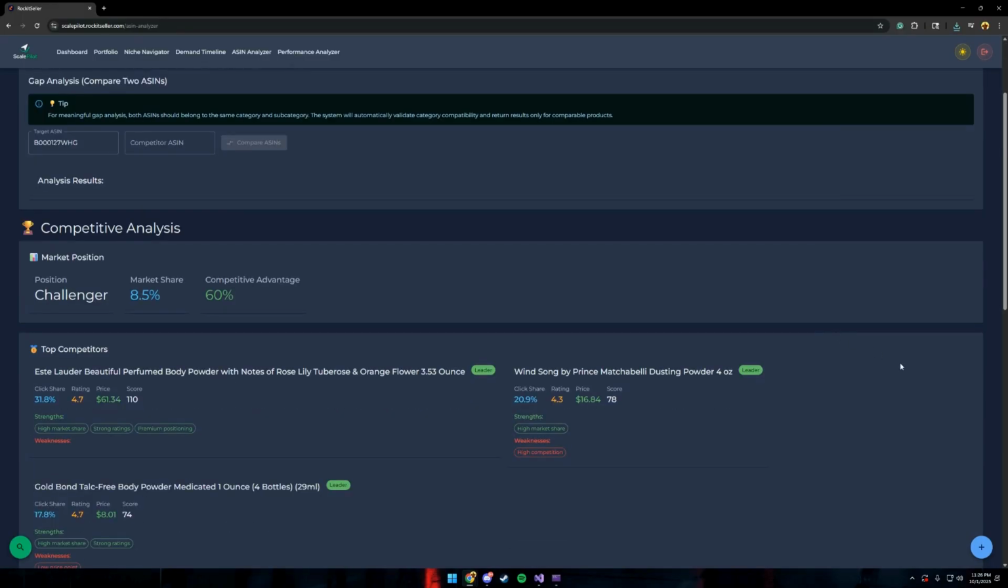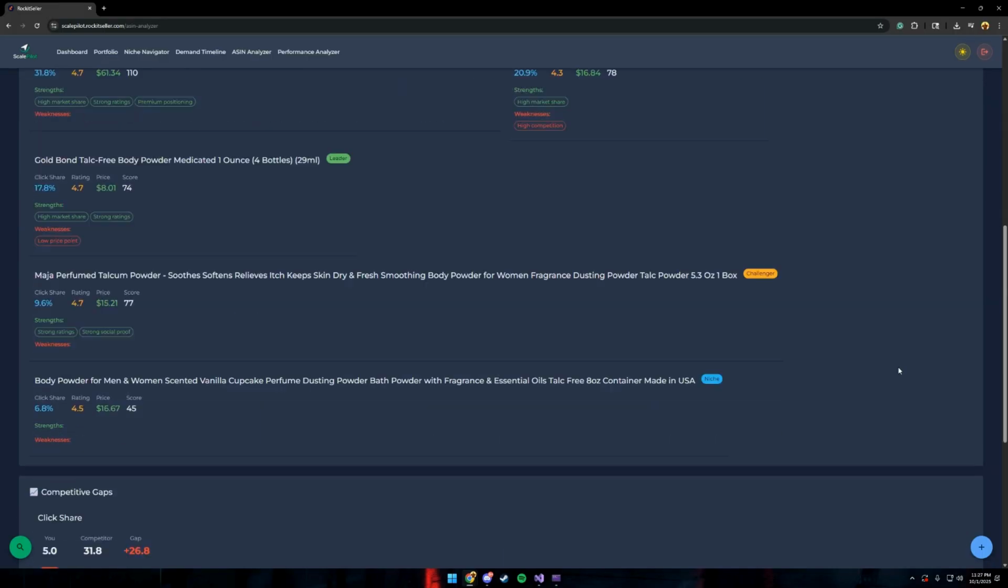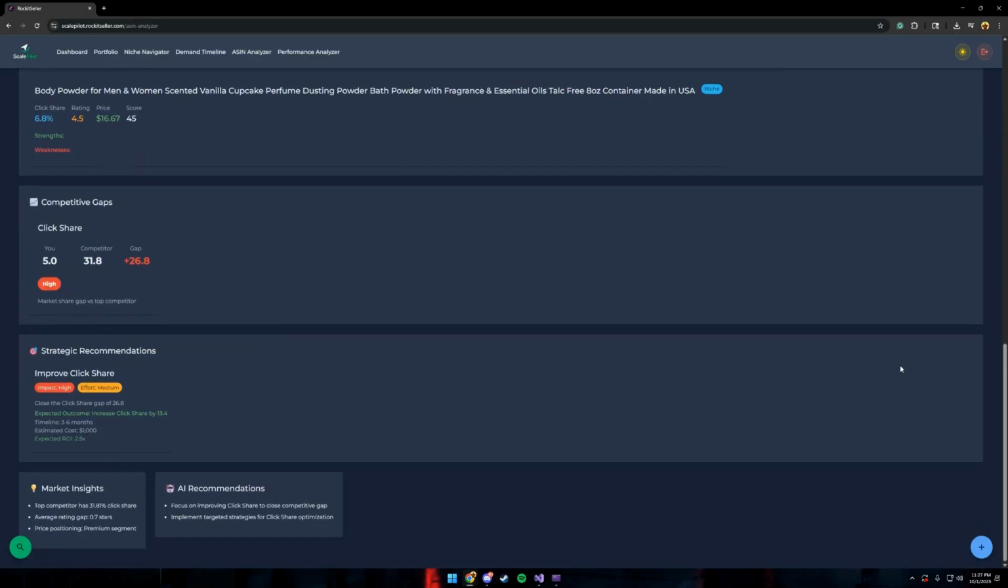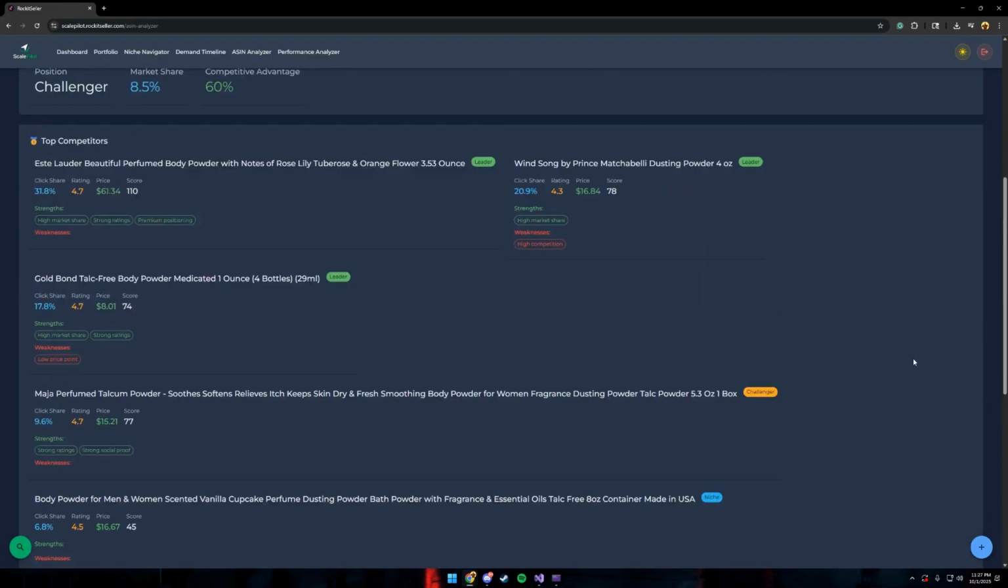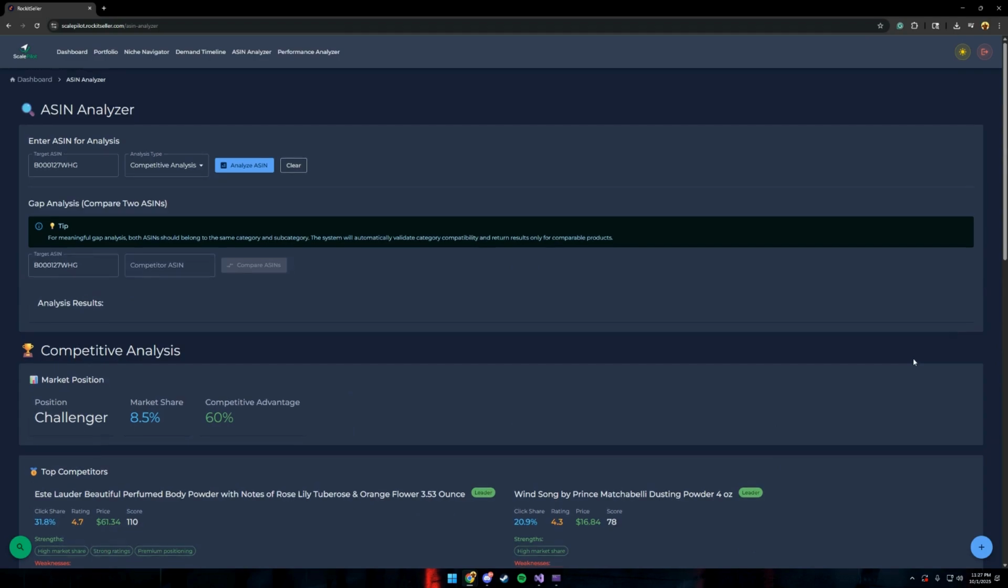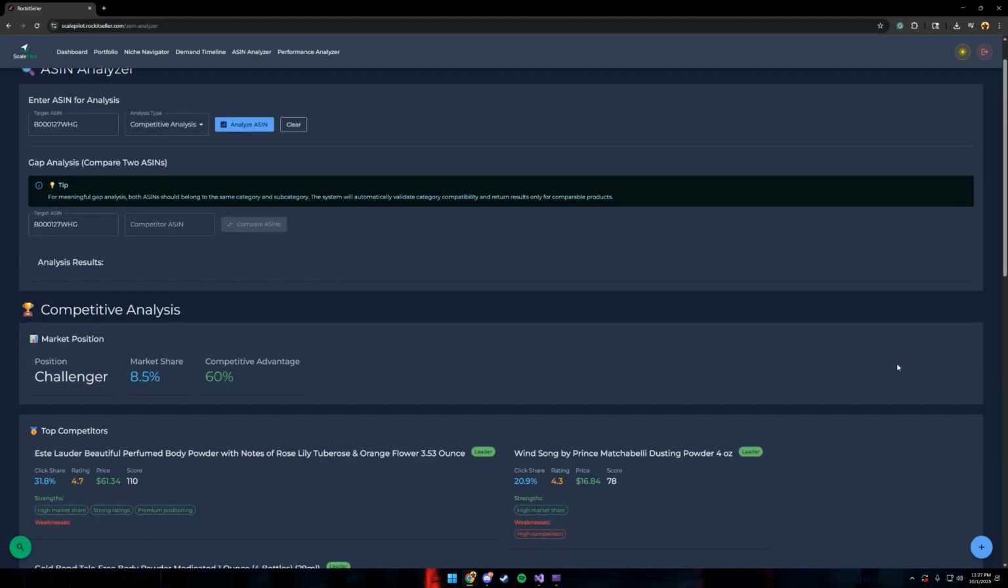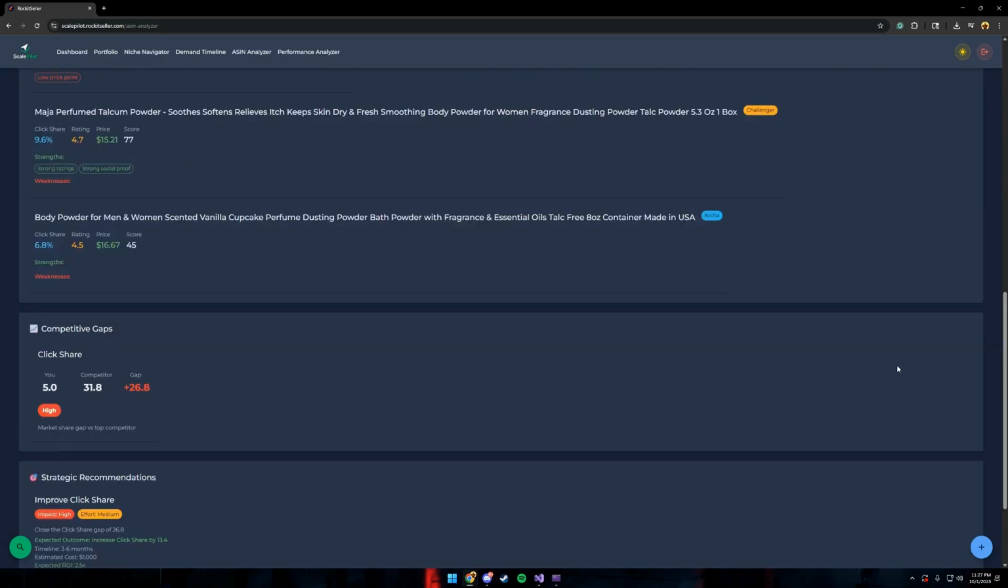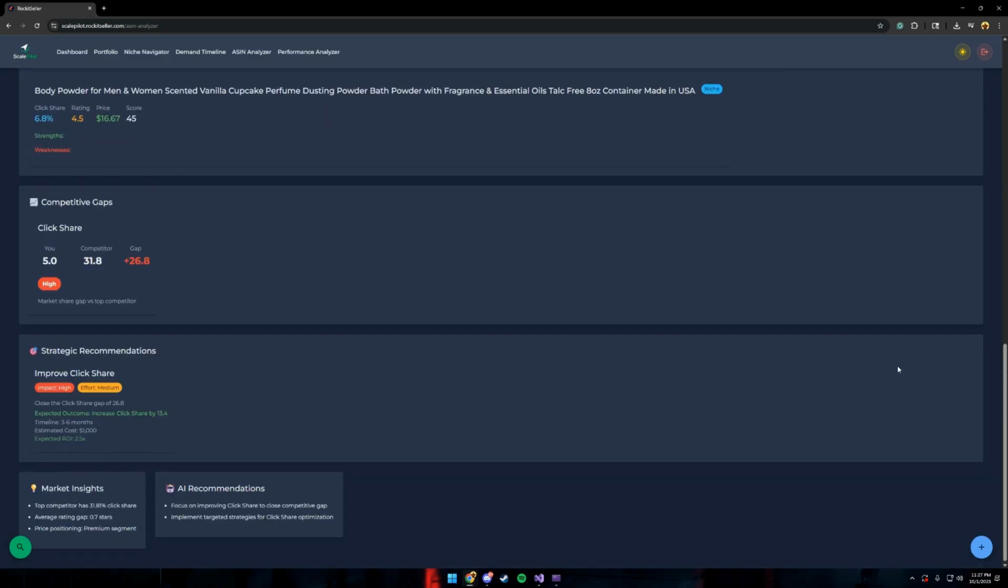The analyzer pulls data from multiple sources, real Amazon metrics, pricing history, review analytics, and competitor positioning. You'll see product details, current pricing, sales rank, review count, and rating trends. But here's what separates pros from amateurs. Look beyond the basic metrics. The analyzer shows BSR history, price fluctuations, review velocity, and seasonal performance patterns. This data reveals a product's true market position.